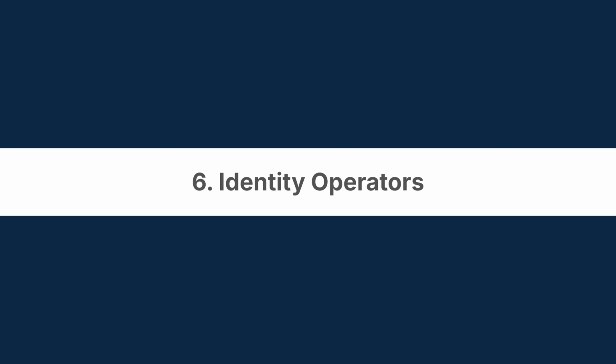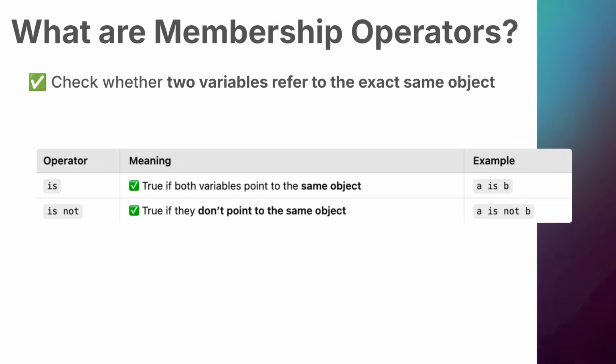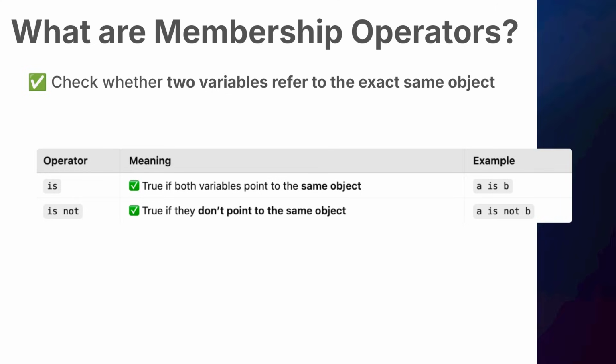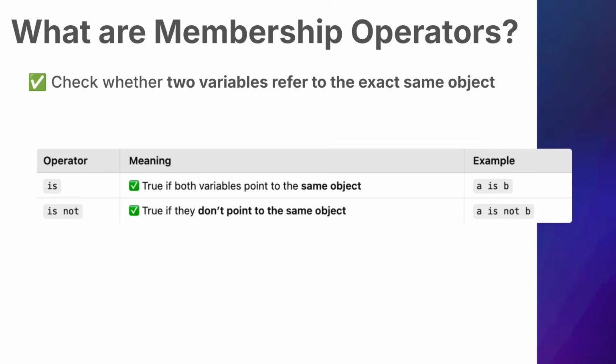Six, identity operators. What are identity operators? Identity operators check whether two variables refer to the exact same object, not just if they look the same. It's like asking Python, are these two the same person, not just twins? Yes, true. No, false.